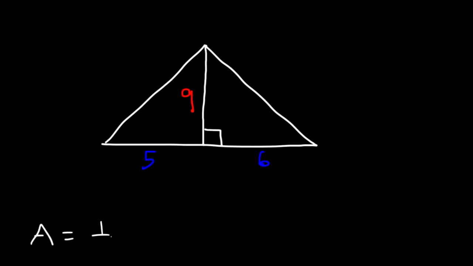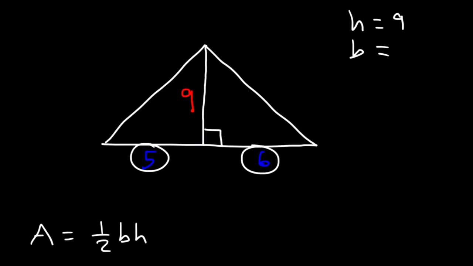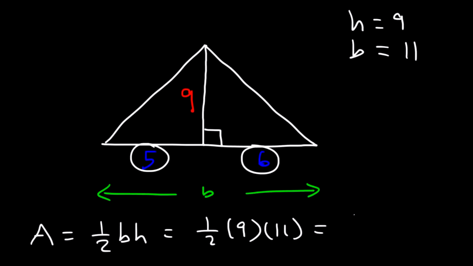So for any right triangle, you can use the same formula. It's 1/2 base times height. In this example, the height is 9, but the length of the base is 5 plus 6. The base of the triangle is this entire length, which is 11. So it's going to be 1/2, 9 times 11. 9 times 11 is 99. And half of 100 is 50, so half of 99 is 49.5.